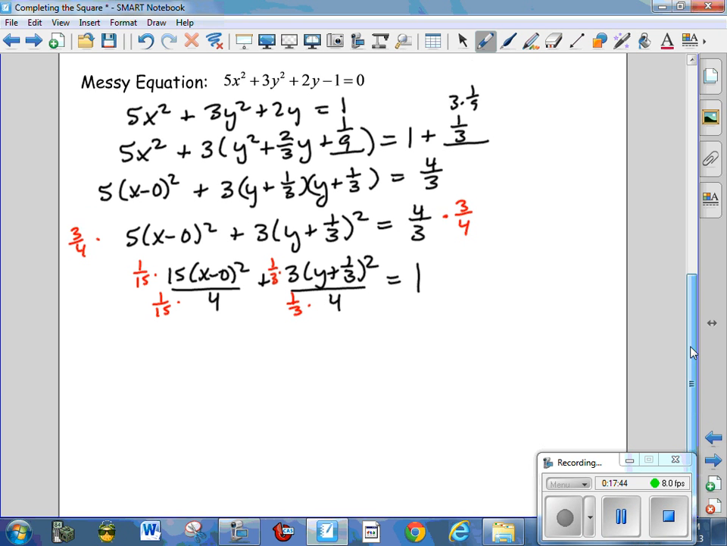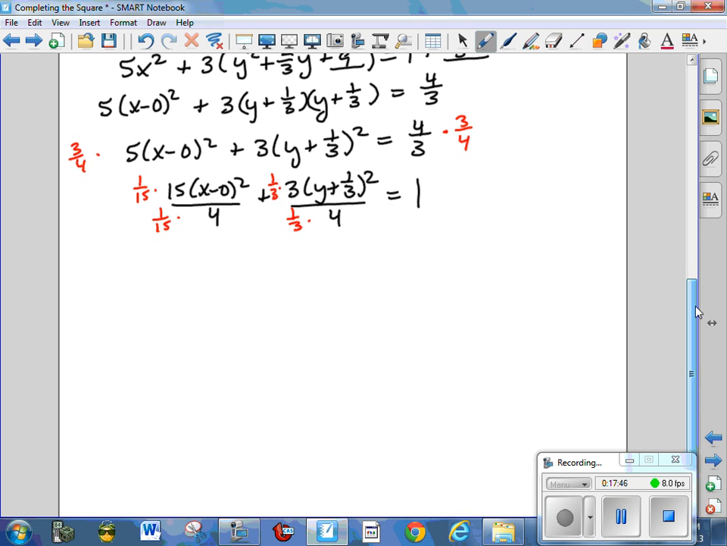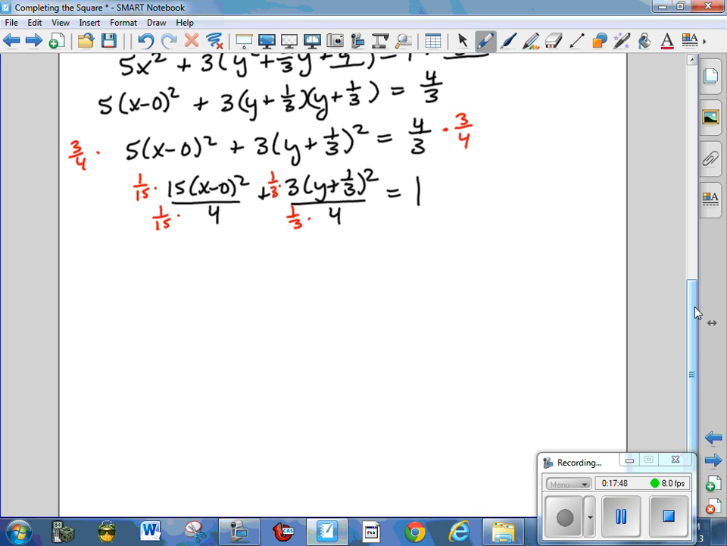Let me scoot this up a little bit so you can see a little better. Now, 1/15 times 15 is 1, so this just leaves me with x minus 0 squared, or just x squared in the numerator, and that leaves me with 4/15 in the denominator. And then I have y plus 1/3 squared in the numerator of the second term, and 4/3 in the denominator equals 1. Once again, leave it as 4/15 and 4/3 because if you try to make a decimal approximation, it will just be an approximation. It will not be exact. This is the exact form.